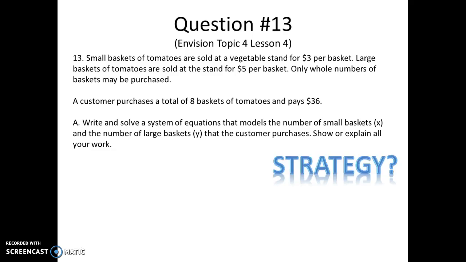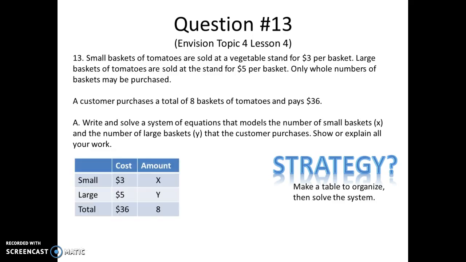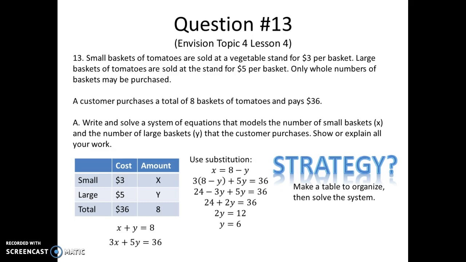What would be your strategy? Mine is to make a table and then solve the system. So organize what you know about the small and large baskets and the total in a table, like here. Then you can write your system of equations. You can use substitution to solve it. When you do that, we find that y equals 6, so there must be 6 large baskets and 2 small baskets of tomatoes.